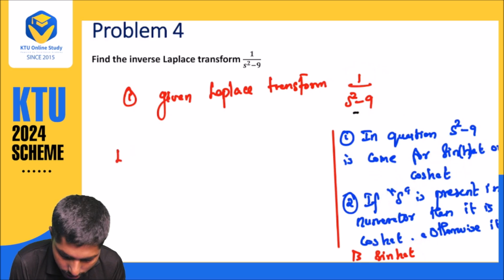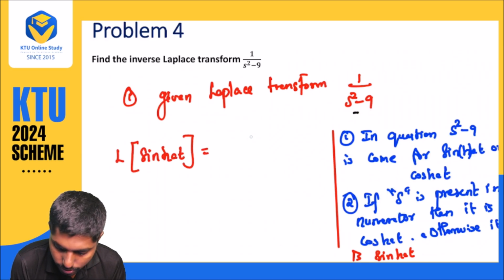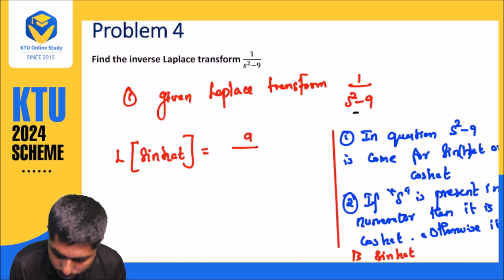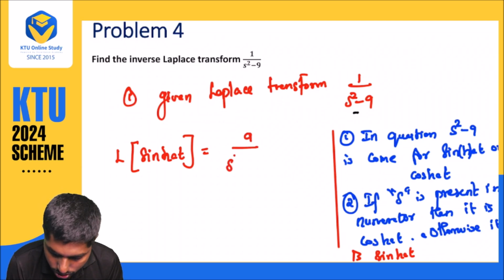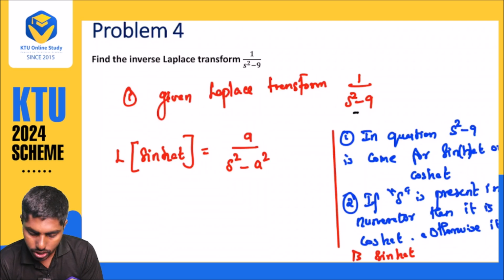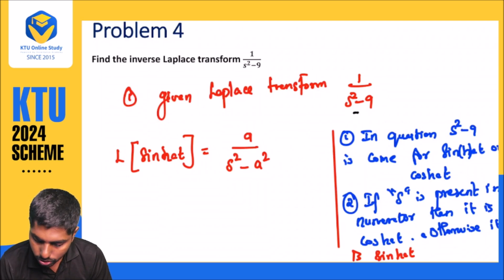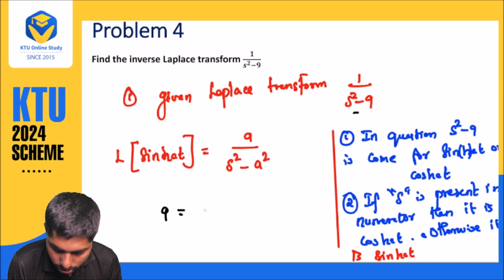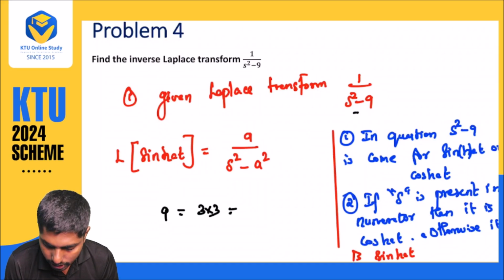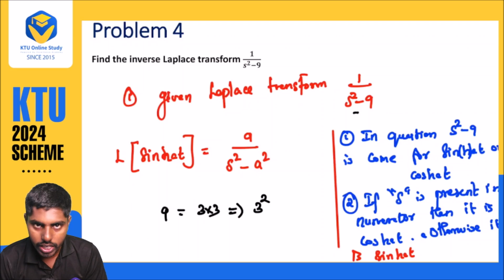So what is L of sin hat? That is nothing but a divided by x square minus a square. So here you just observe the formula. Here in place of a square, what is there? In place of a square, 9 is there. How can we call 9? 9 is nothing but 3 into 3, that is 3 square. So 9 we can call 3 square.